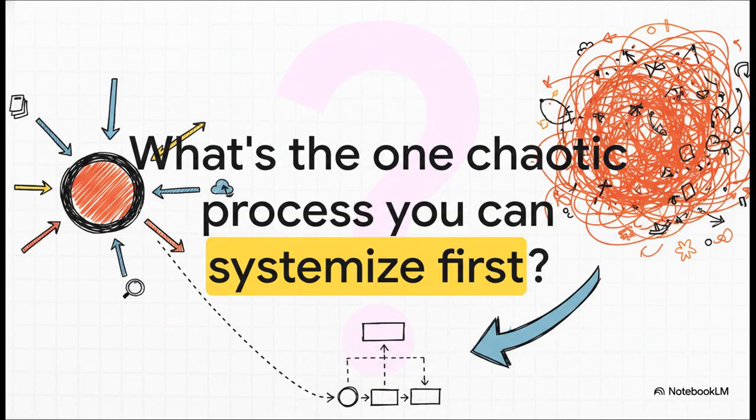At the end of the day, a simple, well-structured hub turns enablement from a series of random acts into a reliable system. It makes your content easy to find, easy to trust, and easy to keep current. So the question I'll leave you with is this. Looking at your own world, what's the one chaotic process you could systematize first?